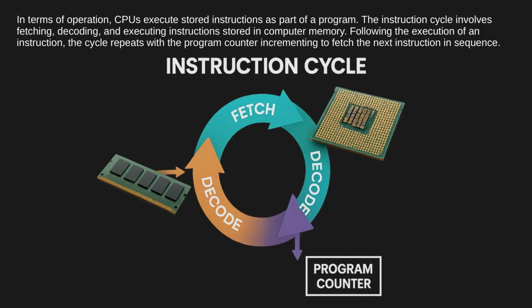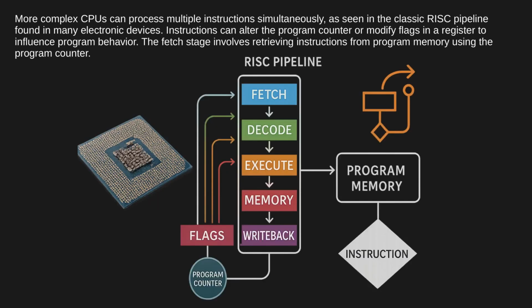In terms of operation, CPUs execute stored instructions as part of a program. The instruction cycle involves fetching, decoding, and executing instructions stored in computer memory. Following the execution of an instruction, the cycle repeats with the program counter incrementing to fetch the next instruction in sequence. More complex CPUs can process multiple instructions simultaneously, as seen in the classic RISC pipeline found in many electronic devices. Instructions can alter the program counter or modify flags in a register to influence program behavior.